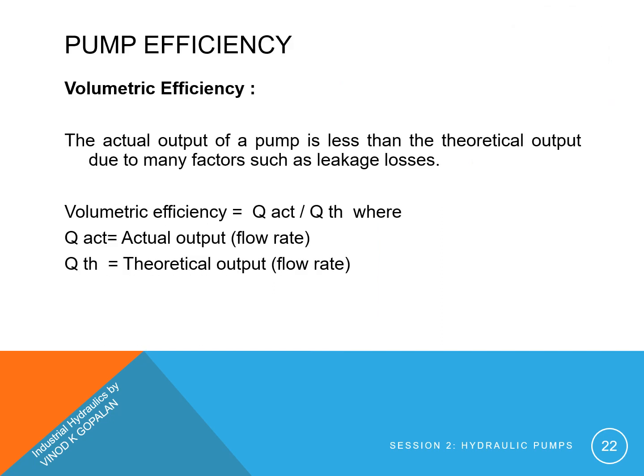Pump efficiency. Volumetric efficiency. The actual output of a pump is less than the theoretical output due to many factors such as leakage losses. Volumetric efficiency is equal to Q actual divided by Q theoretical, where Q actual is equal to the actual output flow rate and Q theoretical is equal to the theoretical output flow rate.